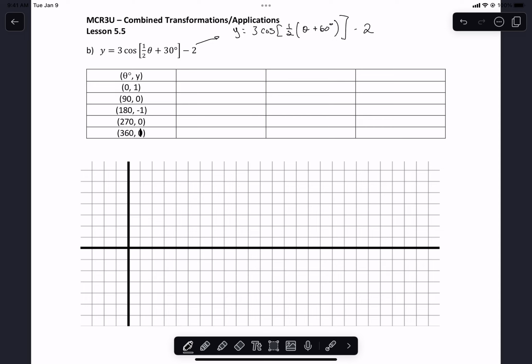So for the x components in this question, remember the k value always has to be by itself. So I've removed it, and that's what this is. The k value is 1/2. If I have a k value on the inside, we know the inside behaves in the opposite way. So I'm actually going to take the theta values, multiply them by 2, and then what? You guys subtract 60, right?